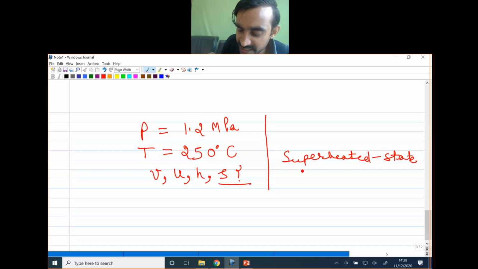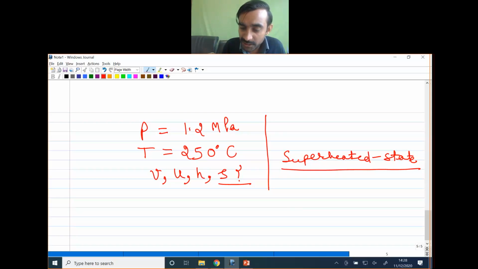Whatever answers you get, you can write in the chat box and compare with others. In the meantime, I will also locate the thermodynamic state in the superheated table. I also have steam tables, and I'll write the correct answers on the board.